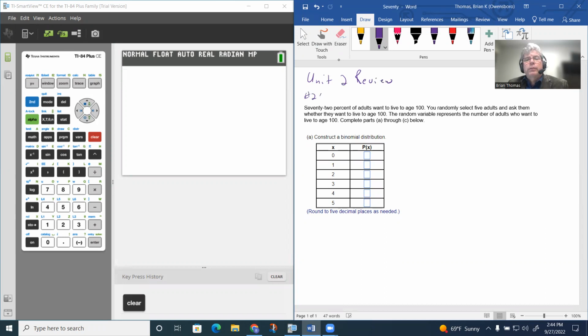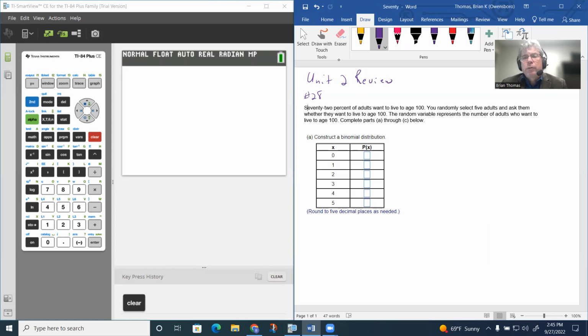So this is from, I think, section 4.2 dealing with binomial distributions. And I'm going to show you how to maybe set this up using a calculator. So we have 72% of adults who want to live to an age of 100. So you randomly select 5 adults and ask them whether they want to live to age 100. The random variable is represented by the number of adults who want to live to age 100. So it completes parts A through C.